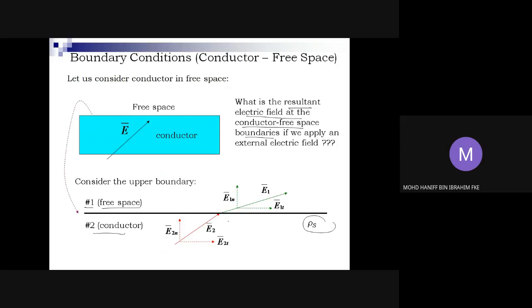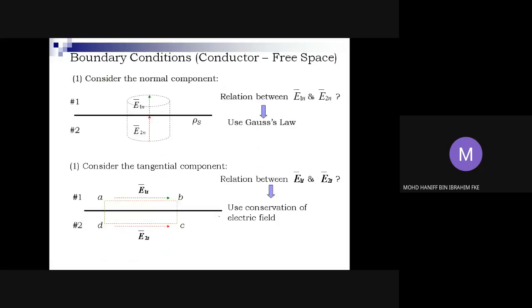Our next task is to find the relationship between E1n and E2n, and then the relationship between E1t and E2t. So we're going to have two different conditions to be analyzed. The first one is to analyze the normal component, and the second is to analyze the tangential component of electric field 1 and electric field 2. Let us proceed with the analysis of the normal component first. We just consider normal components for this diagram.